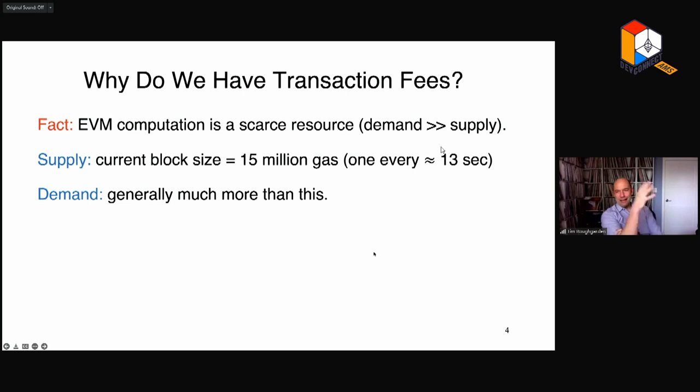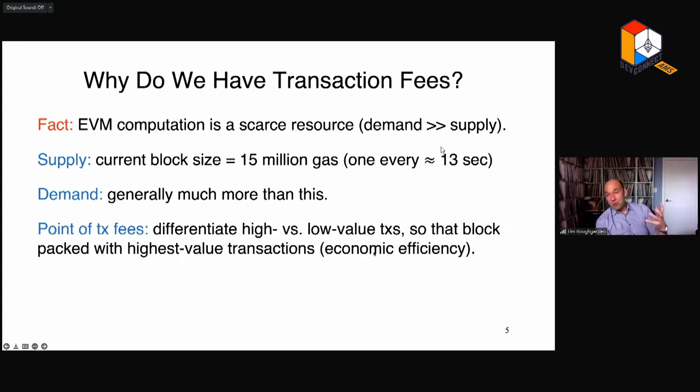So ignoring scalability solutions, if you're just talking about layer one, we're talking about one block every 13 seconds or so, current block size 15 million gas, at least on average. So that's maybe 10, 20 ballpark transactions per second, something like that. Demand comes and goes, but I think we're all well aware that it tends to be much higher than that. On a good day, demand is higher than supply. On a bad day, demand is really, really higher than supply.